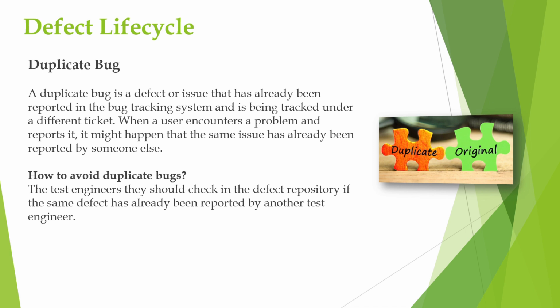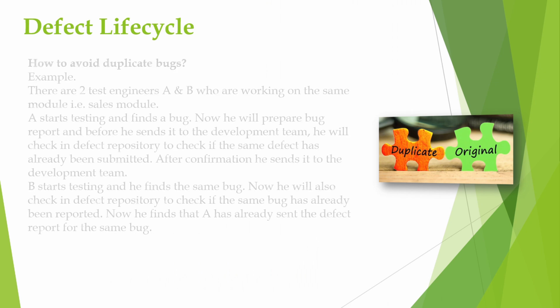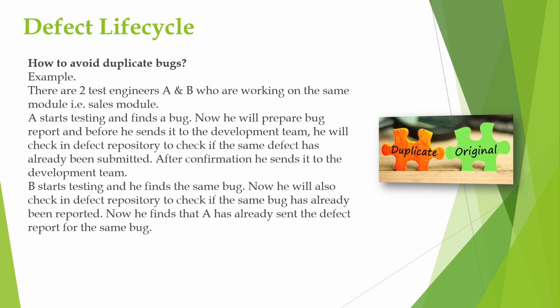Now let us see how to avoid these duplicate bugs. Let us consider an example here. Let us assume that we have two test engineers, test engineer A and test engineer B, who are testing the same module, the sales module. Test engineer A starts testing the module, where he enters all the information, and when he clicks on the submit button, it goes to a blank page.